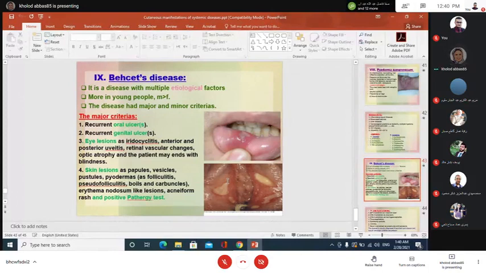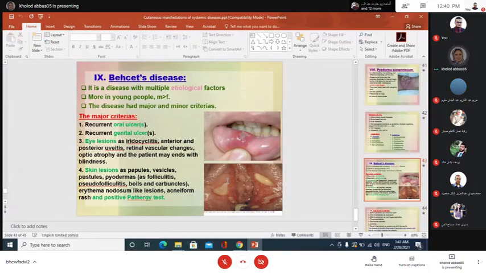The eye problem presents as anterior or posterior uveitis, most commonly iridocyclitis. We also have retinal vascular changes and optic atrophy. It's a serious complication because eye lesions and uveitis can lead to blindness. So any patient who comes with recurrent oral or genital ulcer, we have to search for Behçet disease and check for any eye problem, so we send for an ophthalmological examination.